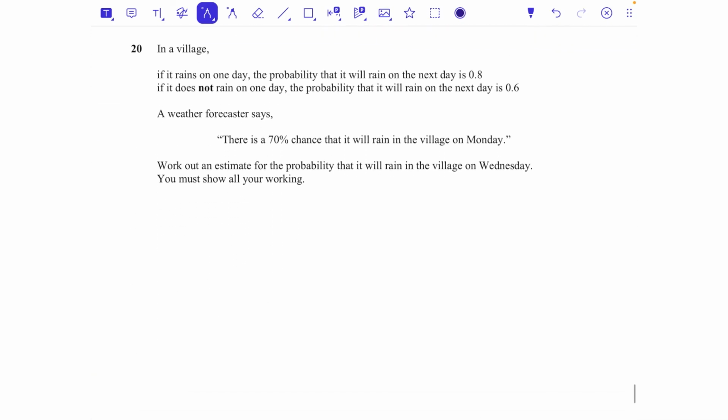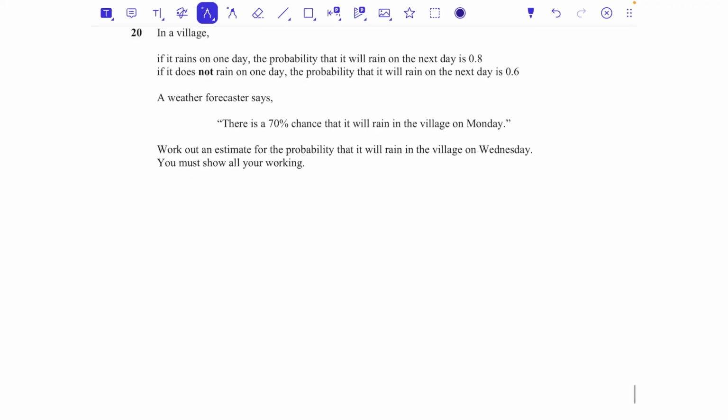Okay, question number 20. In a village, if it rains on one day, the probability that it will rain on the next day is 0.8. If it does not rain on one day, the probability that it will rain on the next day is 0.6. A weather forecaster says there is a 70% chance it will rain in the village on Monday. Work out an estimate for the probability that it will rain in the village on Wednesday. You must show all your working.